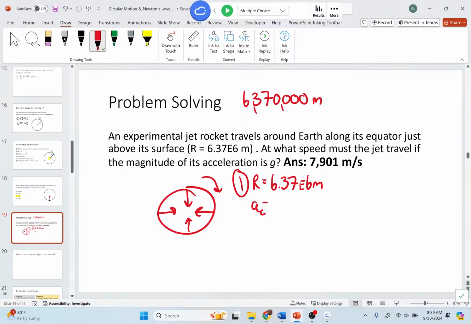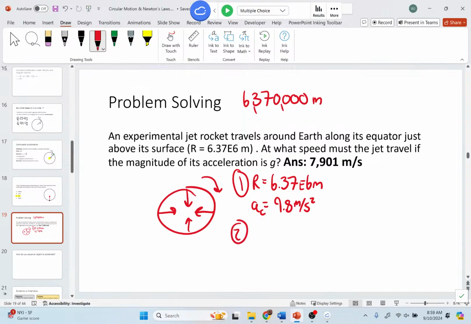Anywho, centripetal acceleration. We put a little c next to it. It's good to be clear in your variables. If you just put a, that's fine, but spoiler alert, at some point we're going to have tangential acceleration. So it's always good to label your variables.